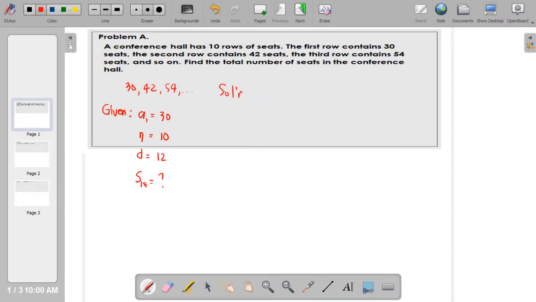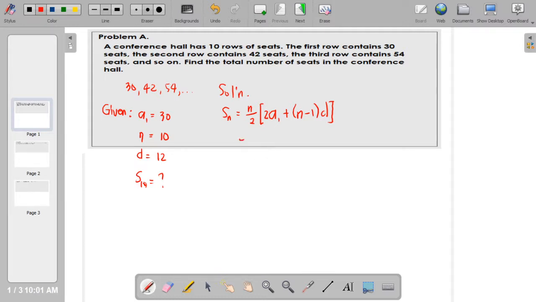Now here is our solution. So again, we'll go back to the formula. The formula is S sub n equals n over 2 times quantity 2a sub 1 plus quantity n minus 1 times d.